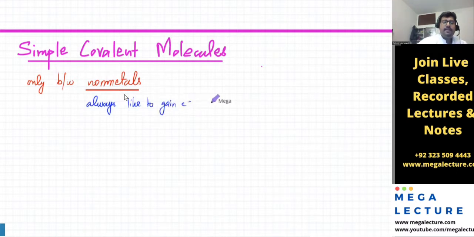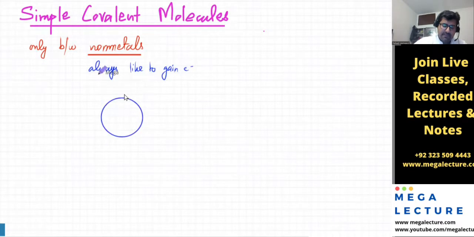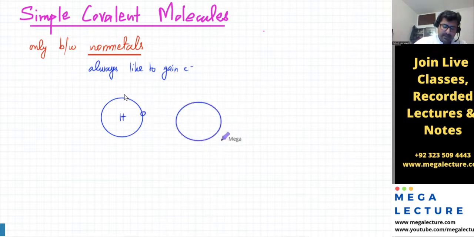Now, here's a problem that's going to happen because no one is willing to lose electrons. Like if I take the simplest molecule, I've got a hydrogen atom. It's got 1 proton in its nucleus. So there's a hydrogen proton and there's 1 electron in its outer shell. And then there's another hydrogen atom. And that hydrogen atom also has exactly 1 electron. So it's a non-metal, right?